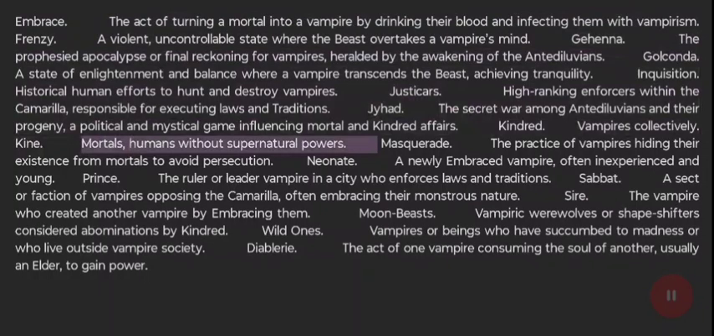Kine. Mortals, humans without supernatural powers. Masquerade. The practice of vampires hiding their existence from mortals to avoid persecution. Neonate. A newly embraced vampire, often inexperienced and young. Prince. The ruler or leader vampire in a city who enforces laws and traditions.